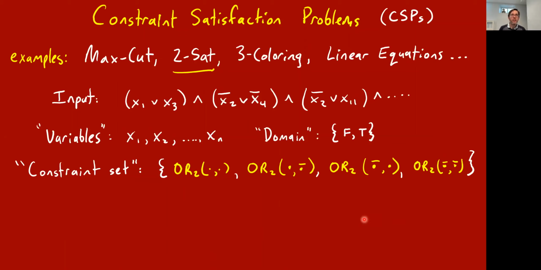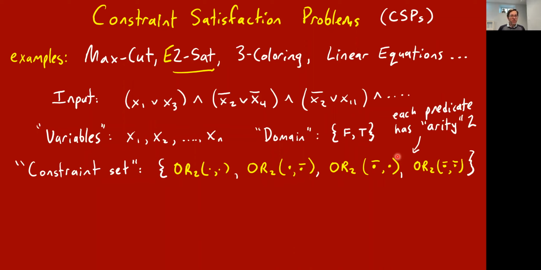So in the 2SAT problem, you don't have one kind of constraint, like OR of two variables or literals. I want to say that you have a set of four allowed constraints: OR, OR but with the second input negated, OR but with the first input negated, and OR but with both inputs negated. And each of these four constraints has what I'll call arity 2. Arity means just the number of variables to which the constraint applies.